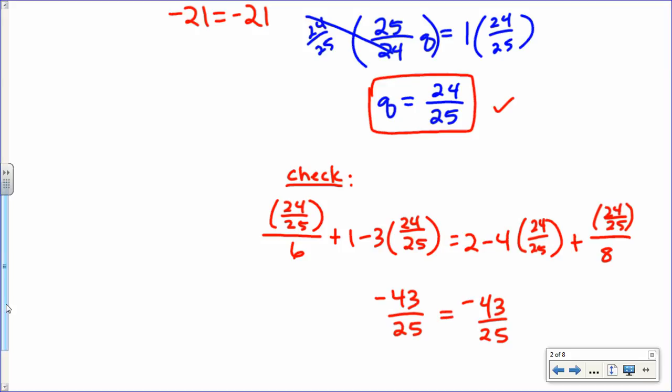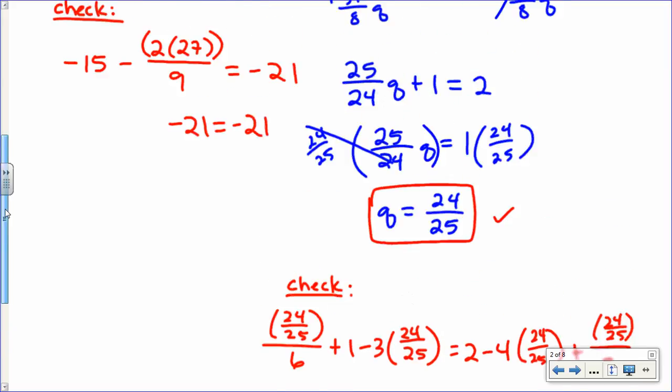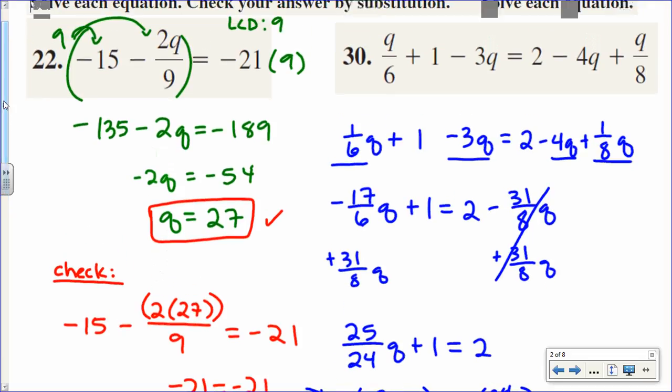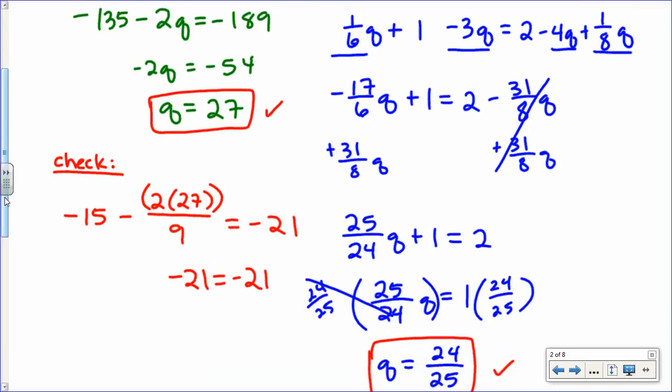Okay? Questions about that? Alright, so if you had wanted to, you could have multiplied everything by 24 and got rid of the fraction. But you wouldn't be dealing with fractions until the very end. So it's up to you on what you want to do.